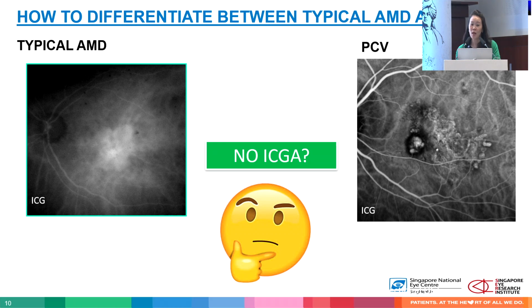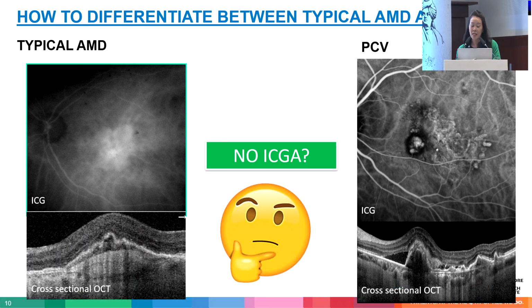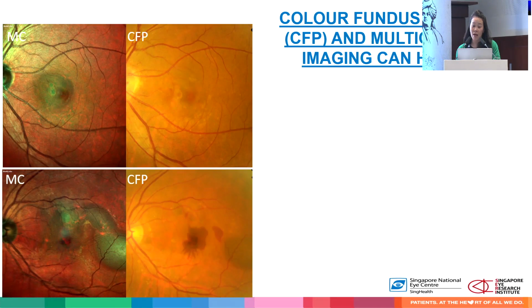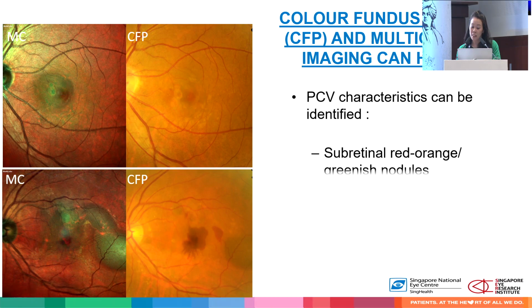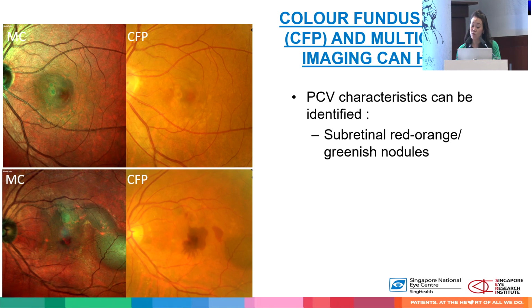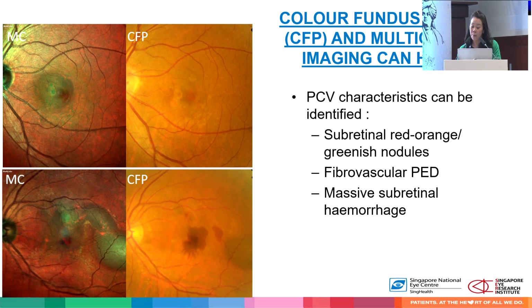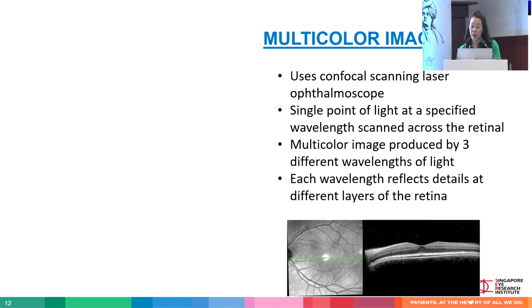And what happens when you don't have ICGA? You can see the OCTA helps you a lot because on the left, in typical AMD, you get a multi-layered PED, but on the right, you can see a peaked PED with a branching vascular network. Color fundus photo and multicolor imaging can help, and we published a paper looking at PCV characteristics, and this can be identified by subretinal red-greenish nodules, a fibrovascular PED, massive subretinal hemorrhage, and a peripapillary location. And you can see there's no large drusen, which is a marked feature of PCV versus typical AMD.